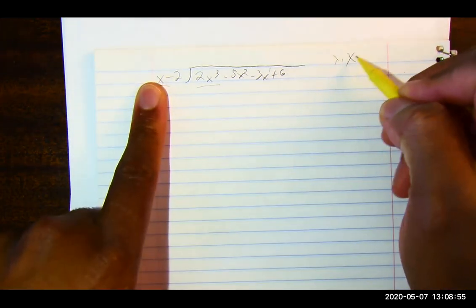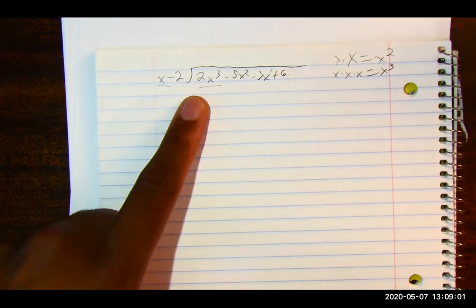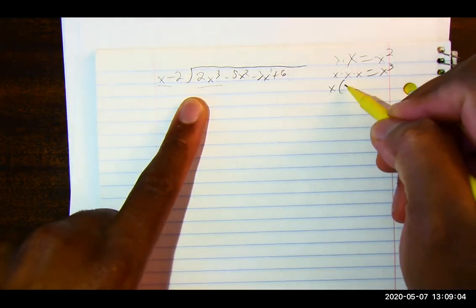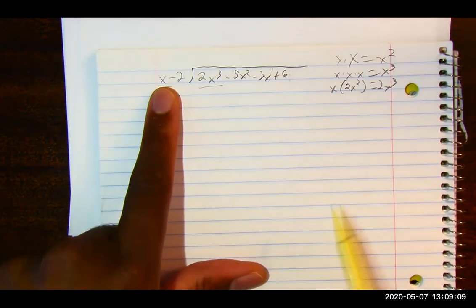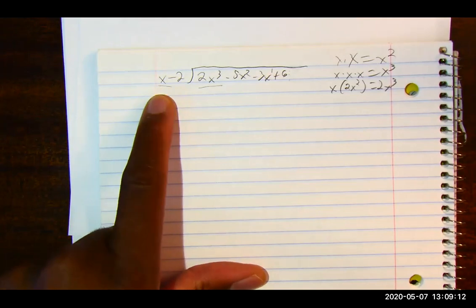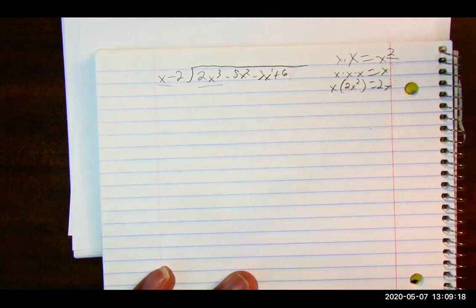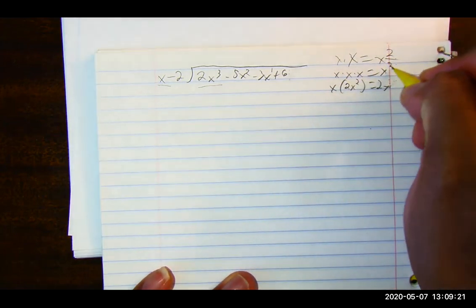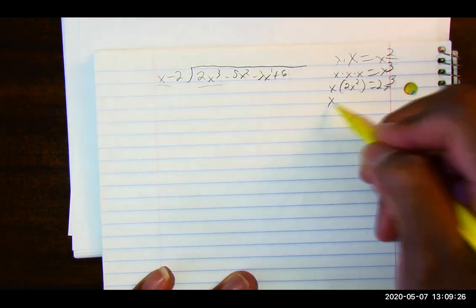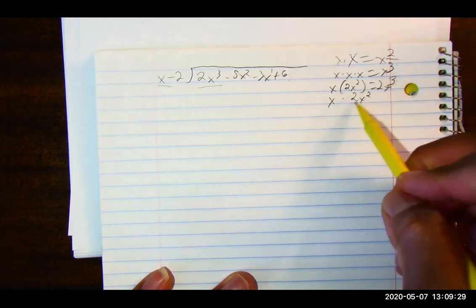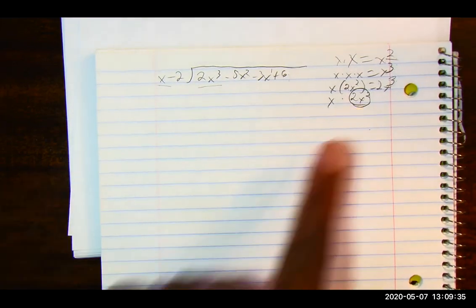X times x is just x squared. X times x times x is x cubed, so we're getting there. If I throw a 2 in, x times 2x squared, I get 2x cubed. So we have to multiply x by 2x squared, shame on me. So x times x is x squared, x times x times x is x cubed, x times 2x squared is 2x cubed. So we have to multiply x by 2x squared in order to get 2x cubed.